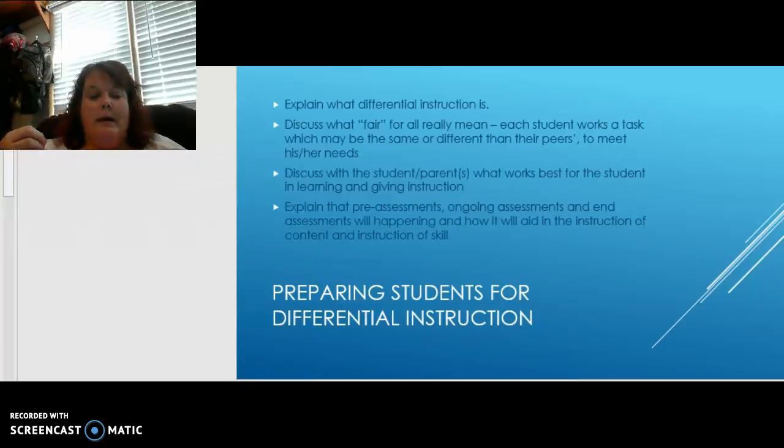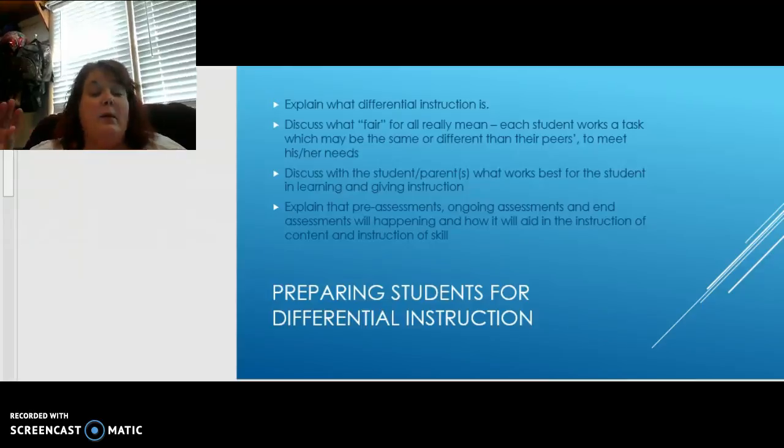What is the best way to get your students prepared for differentiated instruction? One thing is to explain it. And it also helps to explain it to the parents too, so they know what's going on. Discuss what fair really means. Is it fair that everybody learns the same thing in the same way? No, maybe not. Each student works on a task that may be the same or a little bit different than their peers to meet his or her needs. Discuss with the students and parents what works best for that student in learning and instruction. Maybe a student needs more time learning some math problems, whereas they're picking up the English language really quickly, the literature and all that.